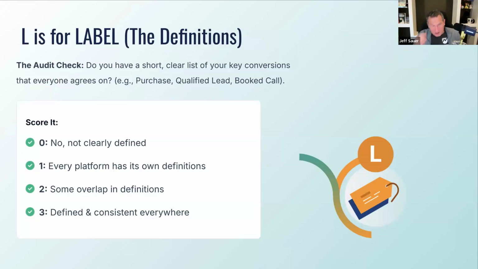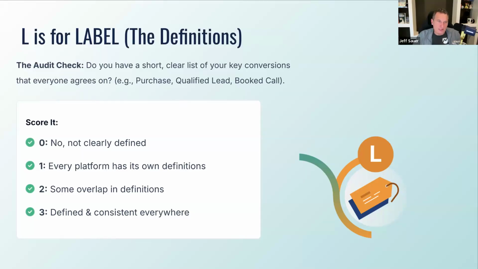Label. So, labeling. Do you have a short, clear list of your key conversions, and does everybody agree on it? Meaning, are you all tracking a purchase? Do you agree what a qualified lead is, or a lead in general? A booked call? Do you have the same key conversions? I use the word key conversions because that's sort of like key events in GA, or conversion events in the different ad platforms. So 0 if you don't know what they are, you don't define them.